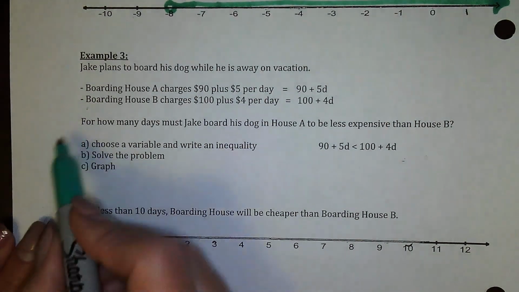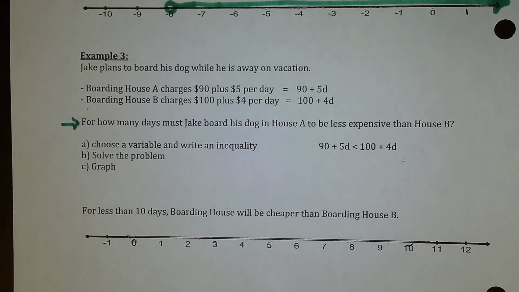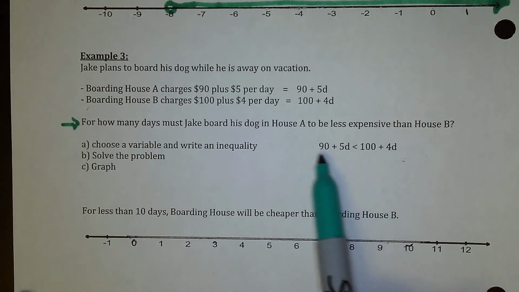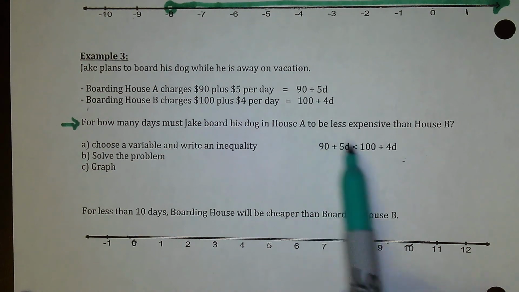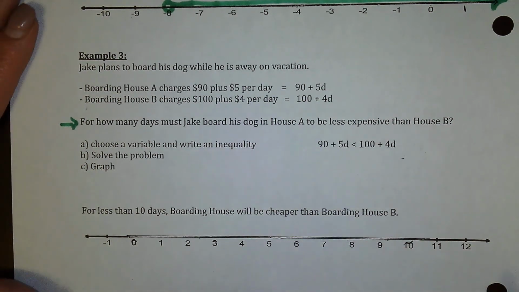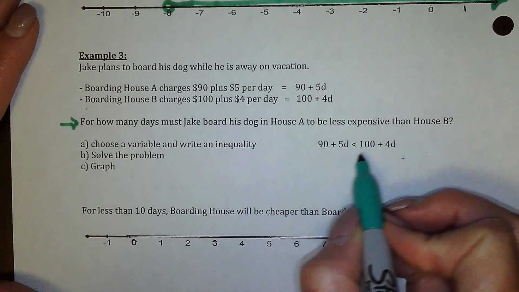Now, the main part of the question here says, for how many days must Jake board his dog in house A to be less expensive than B? So we're going to make this a less than statement. So in order for it to be, A has to be less than the cost of B. So we're going to solve the inequality just like we would an equation. So that means that we want to get our D values on the same side.